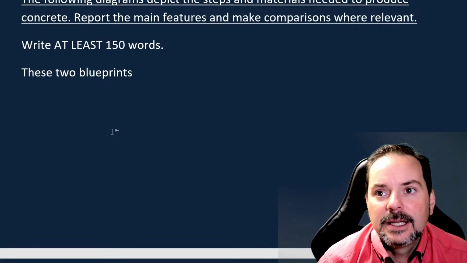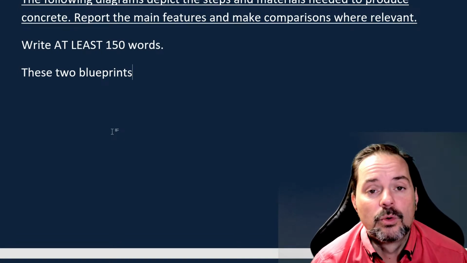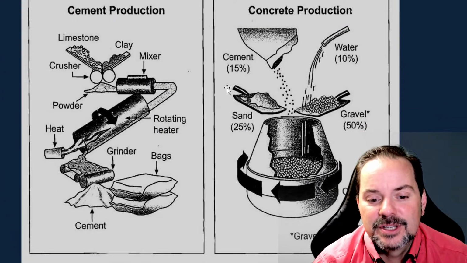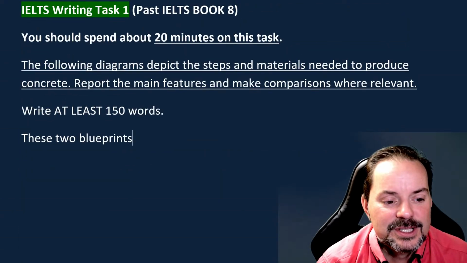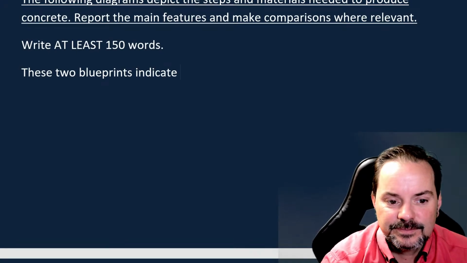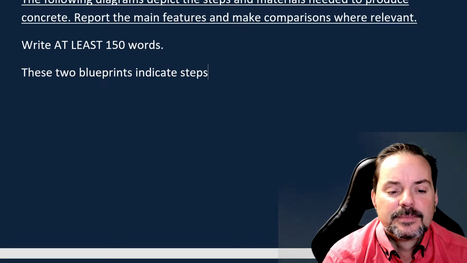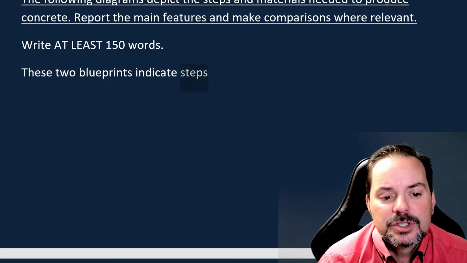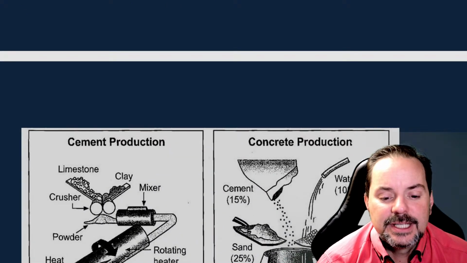It means basically a diagram that shows the structure of a process or a building. Okay. And here we have a clear structure for this process of creating concrete. Okay, so I would use blueprints. So these two blueprints indicate. Now, instead of steps, or I should say we could use steps. We could also say stages. But here is where we could add some more detail.